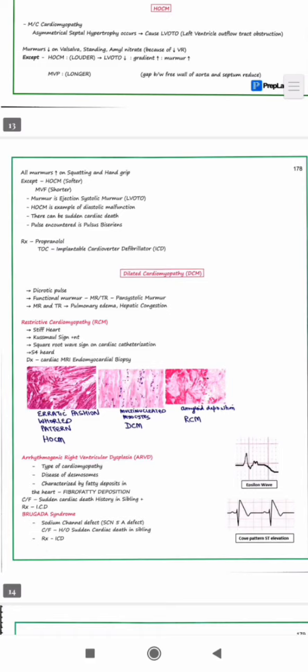There is a functional murmur, which is a systolic murmur. Now there is MR and TR, that is, pulmonary edema and hepatic congestion. The restrictive cardiomyopathies are basically the stiff heart. The Kussmaul sign is also there.